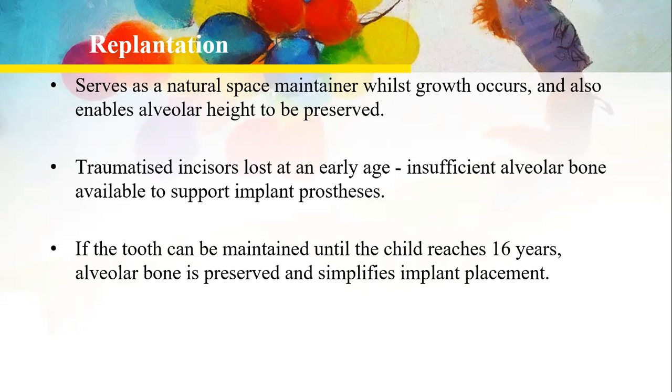And the tooth can be maintained until the child reaches 16 years. Alveolar bone is preserved and simplifies implant replacement. In case there is no bone to place the implant, then there is no use, and we'll have to think about fixed partial dentures or removable partial dentures.